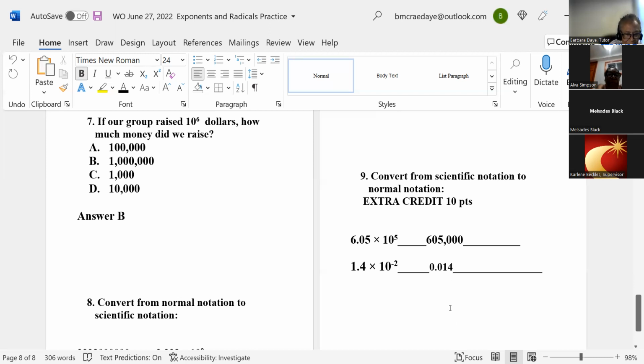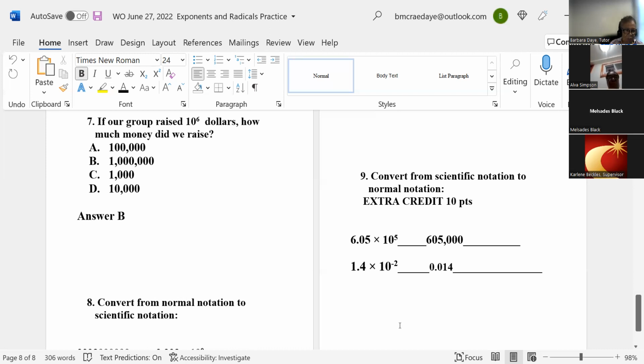Between the 1 and the 4. So 1.4, 2 places, 10 to the minus 2 because you moved it to the right. And it's less than 1. Got it? That's so good. Okay, wait, before we go to the next, let's see.